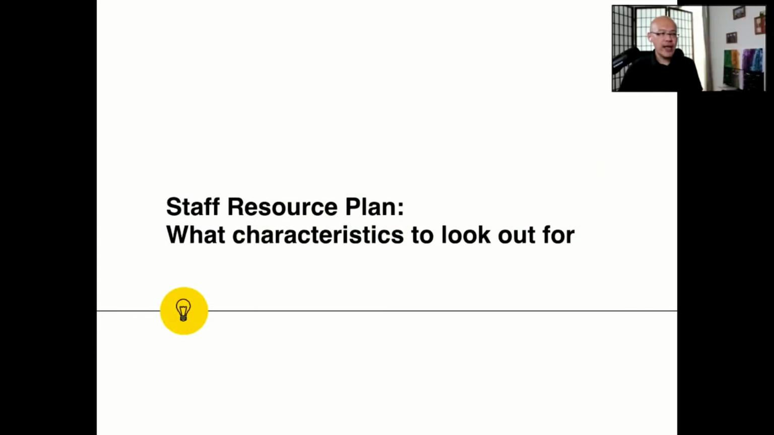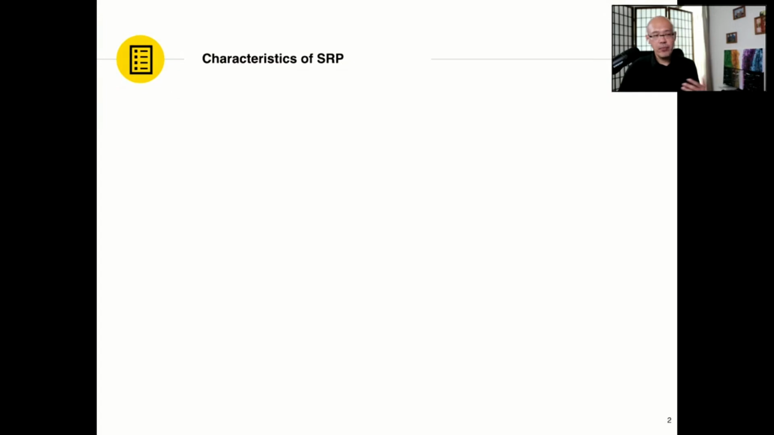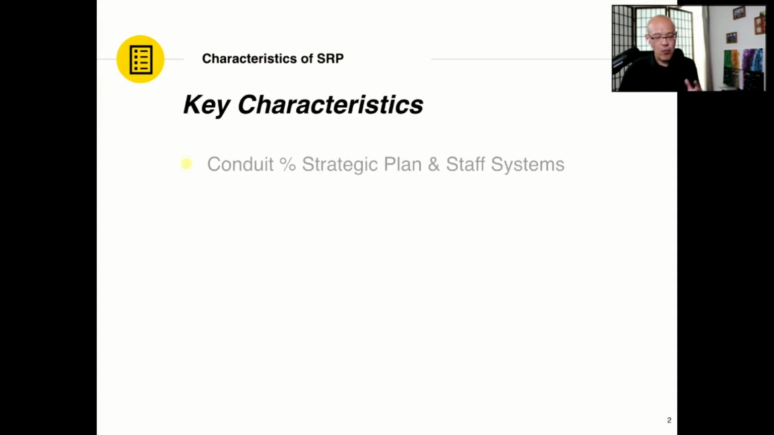So when we are looking at a staff resource plan, one of the key questions that we want to ask ourselves is what are some of the characteristics that we have to see in a good staff resource plan? And when we talk about a good staff resource plan, essentially we are looking at a few things. Number one is that the staff resource plan actually is a conduit between your strategic plan and your staff systems. Now, what do I mean? Let me explain that a little bit more.